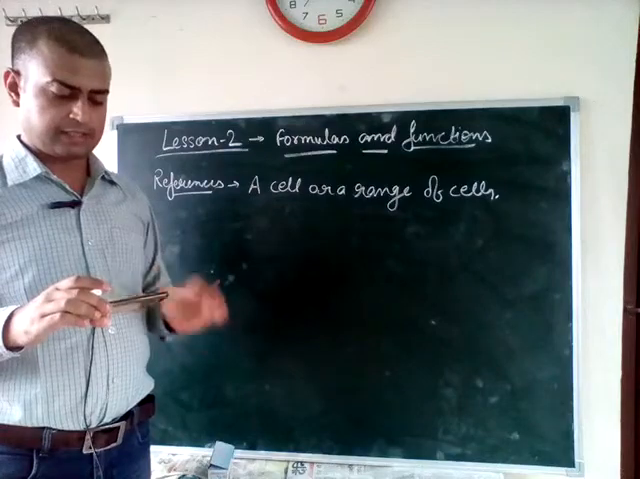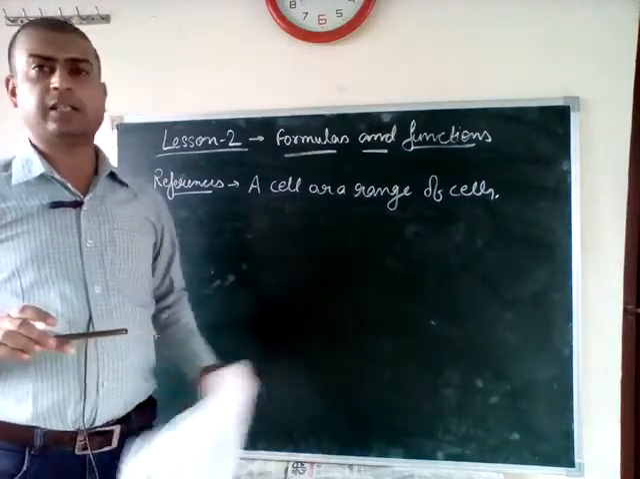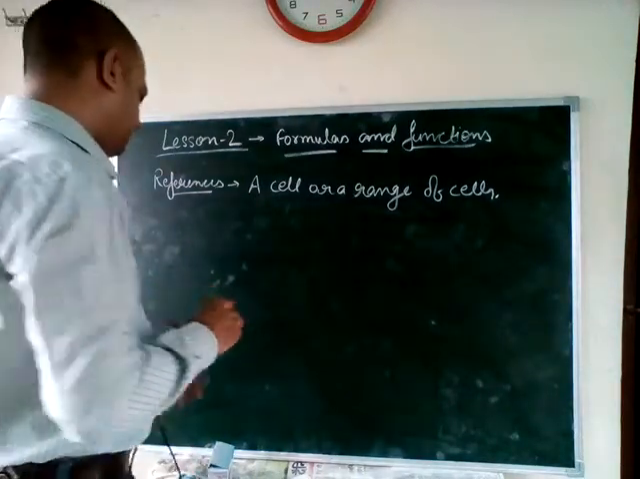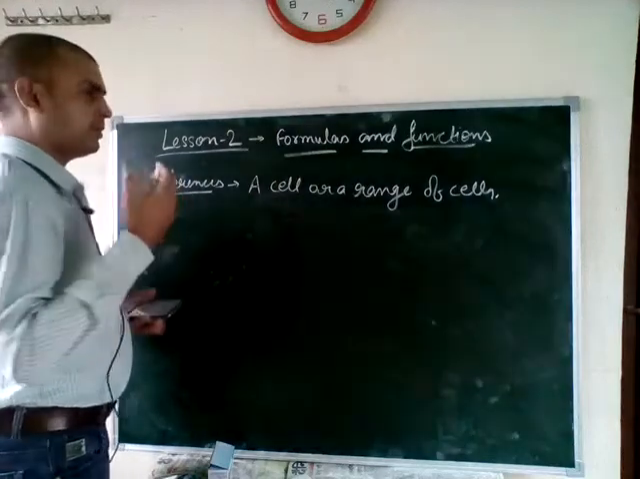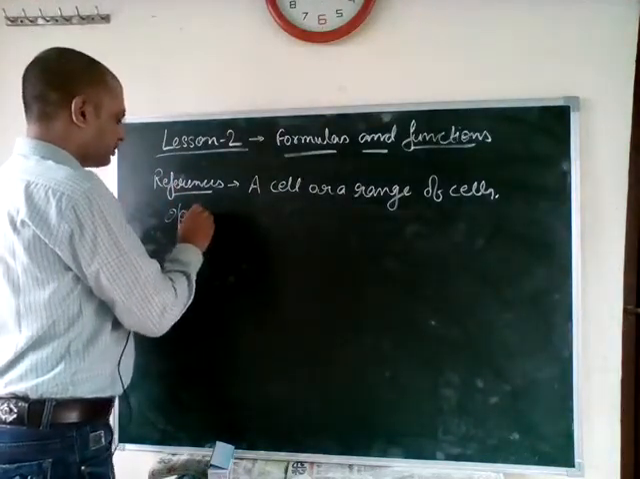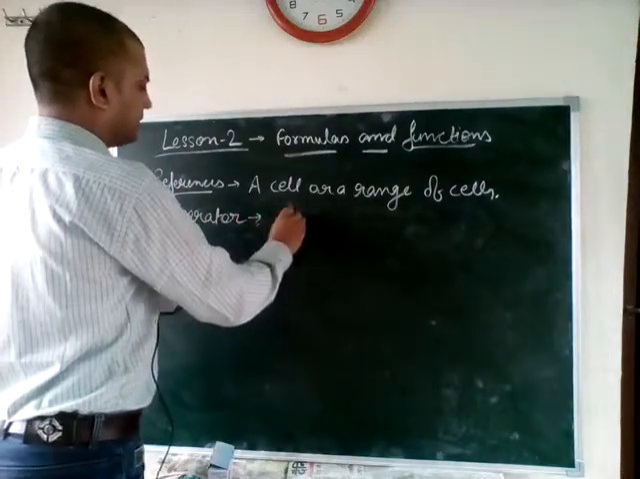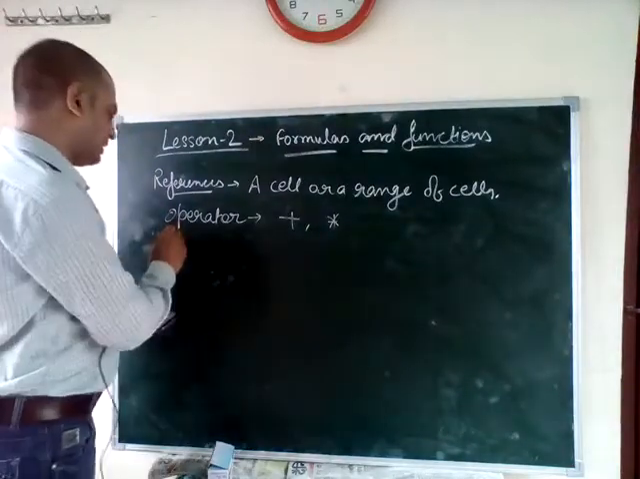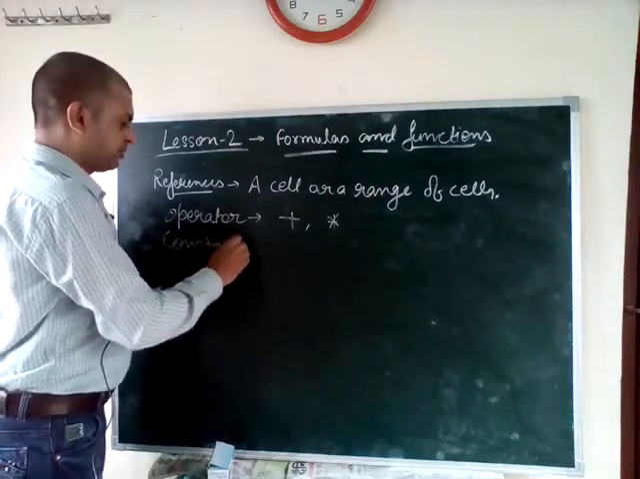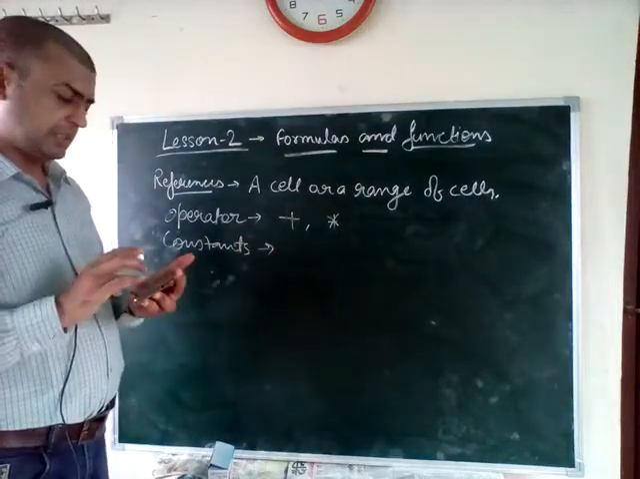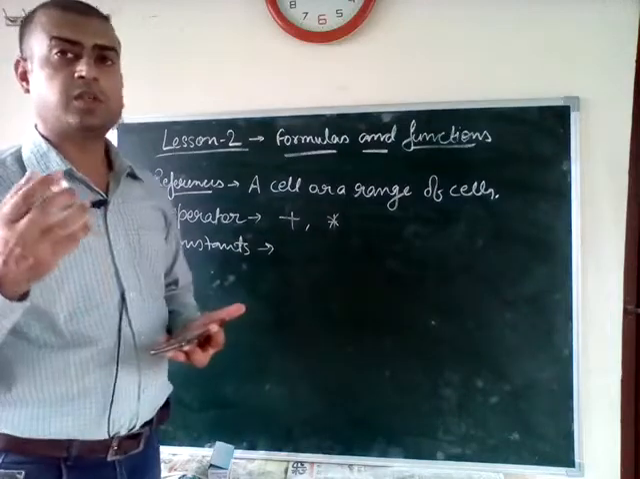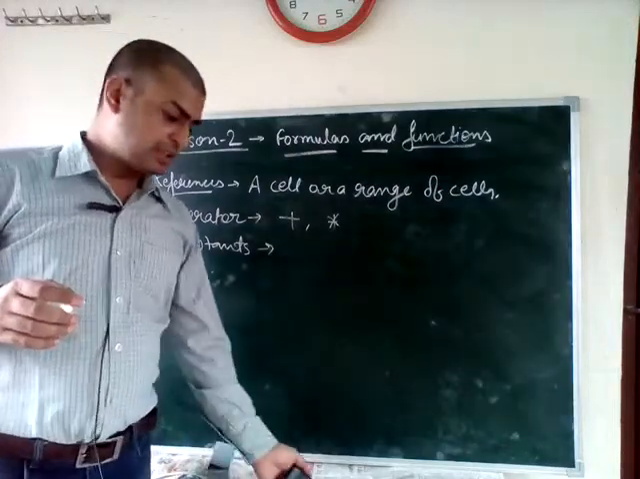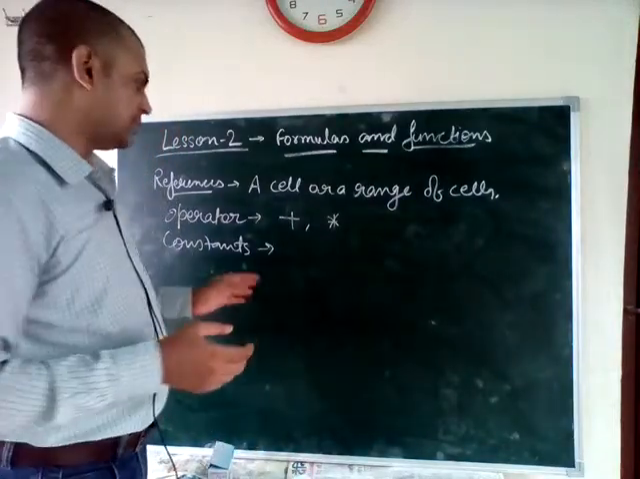Second point is operators. The symbols we have used, plus and multiply, are called operators, and operand means the cell reference where we will perform the operation. Now constants. Constants means the value or number which will not change its value. For example, in the previous formula we have written 5, so 5 will not change its value; that's why it is a constant.